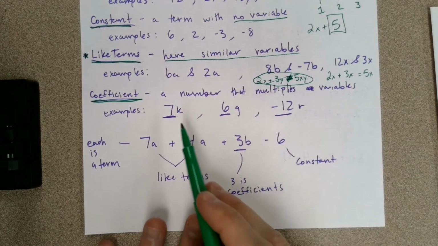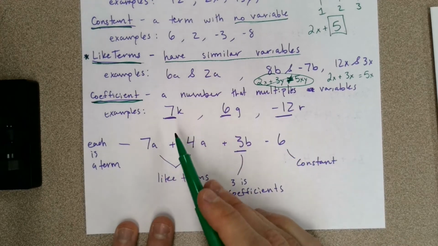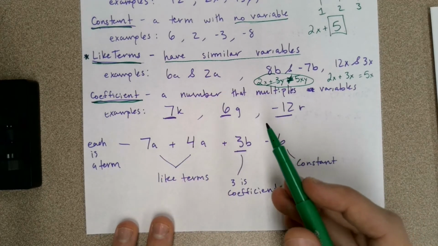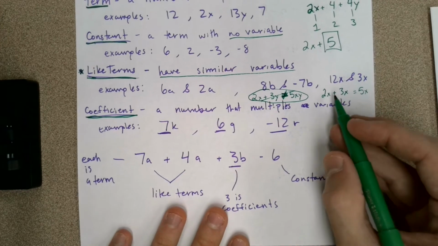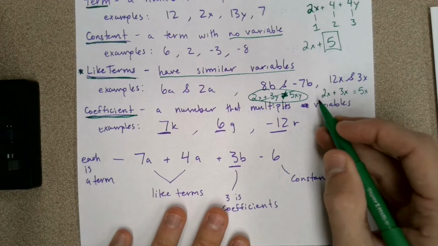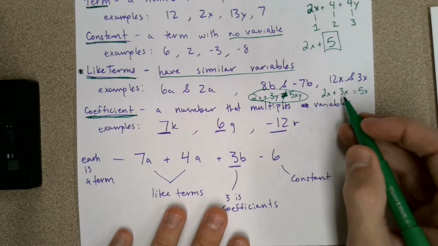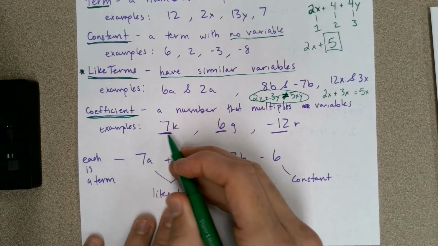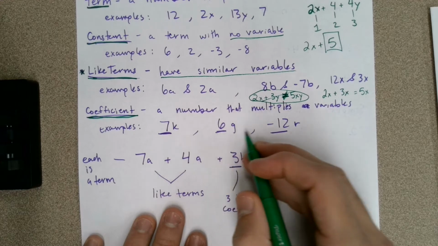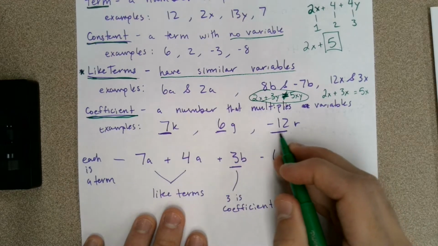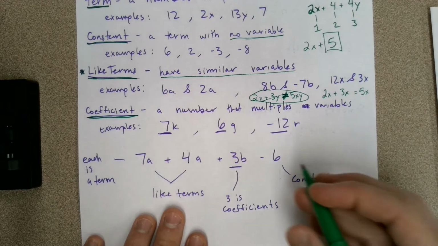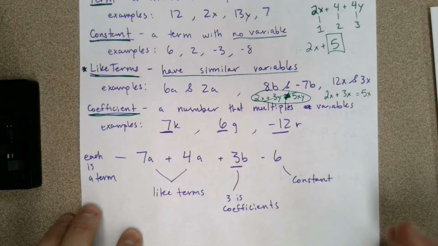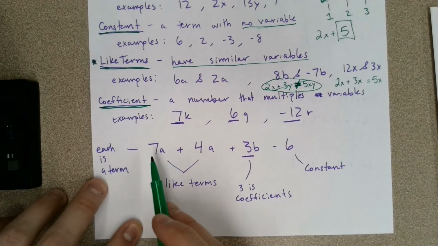And finally, our coefficient is a number that multiplies variables. It's the number that comes right before the variable. So in our like terms, like for example here, we have 2x. Our coefficient would be 2. 3x, our coefficient would be 3. 7k, 7 would be our coefficient. 6g, 6 is our coefficient. Negative 12r, negative 12 is our coefficient. It's the number that comes before. So I have an example down here.